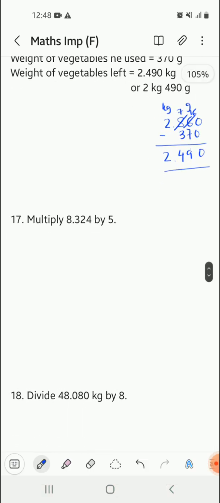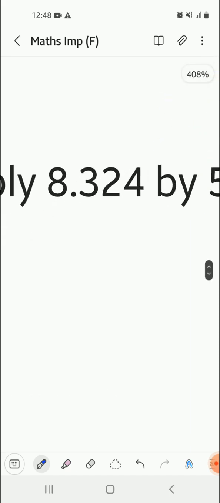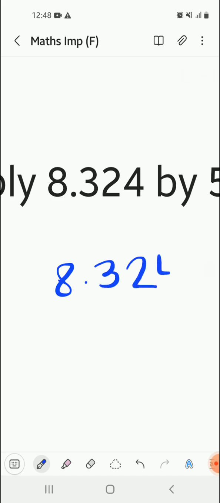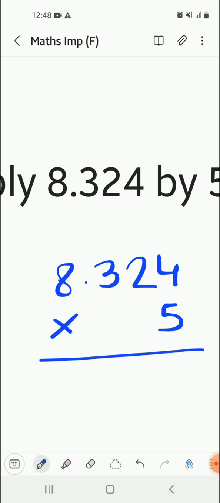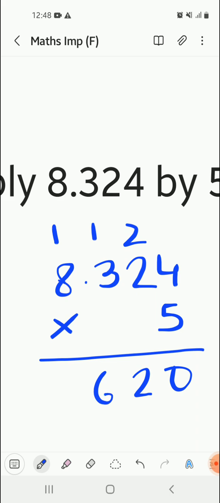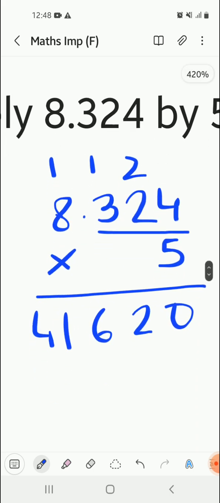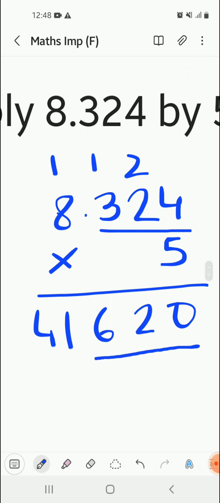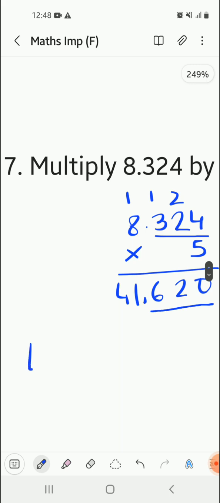Multiply 8.324 by 5. So let's do it. 8.324 with 5. So we get 4 into 5 20, 5 into 2 10, plus 2 12, 5 into 3 15, plus 1 16, and we get 5 into 8 40, plus 1 41. The decimal place, there is 3 decimal places, that is 3 digit after the decimal point. So we'll do the same thing, 3 decimal places here. So we'll insert a point right here. So my answer will be 41.620.